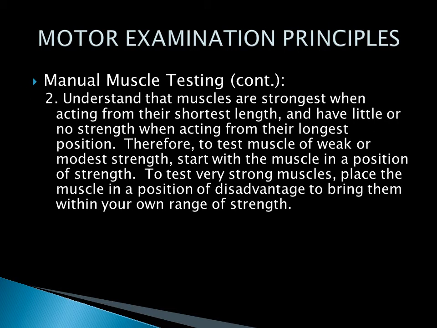Principle number two is to understand that muscles are strongest when acting from their shortest length and have little or no strength when acting from their longest position. Therefore, to test muscles of weak or modest strength, start with the muscle in a position of strength. To test very strong muscles, place the muscle in a position of disadvantage to bring them within your own range of strength, and I just gave a couple examples of how to do that.